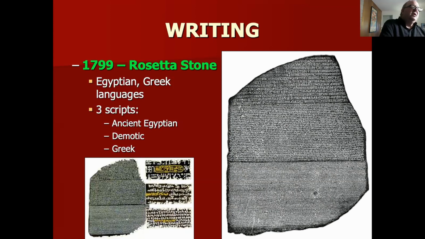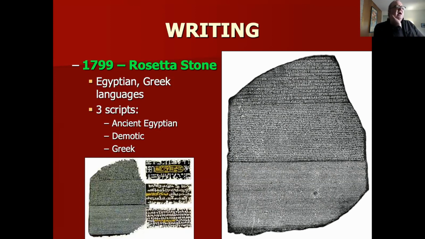There were three. The Rosetta Stone was discovered in 1799, and this had the same thing written in three different languages or three different scripts. It had it in the ancient Egyptian, the Demotic Egyptian, which is that high language for religion and business, and then it also had Greek. Well, the people who discovered this knew Greek.